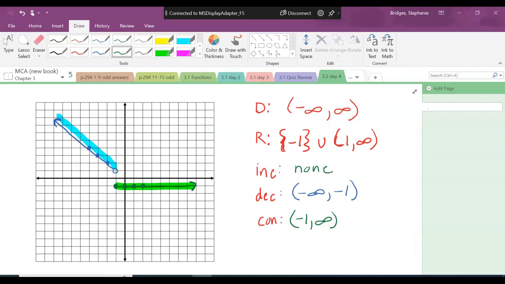Are we kind of okay there? All right, I want you to work on 4. Graph both pieces. When you're done with that, go back and do your domain, your range, increasing, decreasing, and constant.